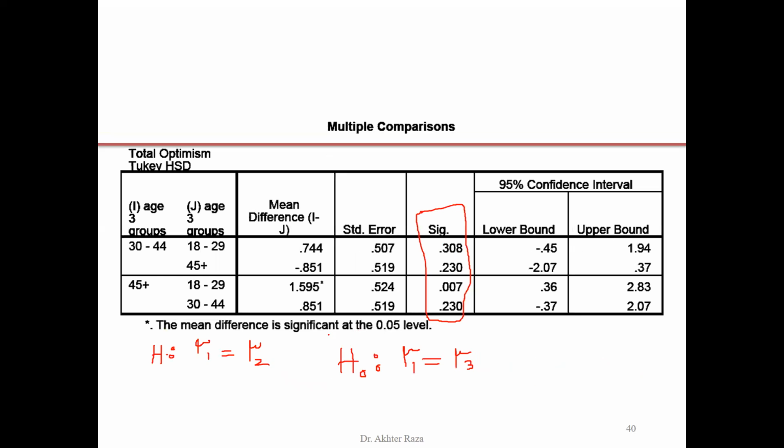Now further comparison can also be done here. The remaining conclusions are the same, and this hypothesis is also true: optimism in group 2 and optimism in group 3. This hypothesis is also accepted because the p-value is 0.230. So this hypothesis is true, this hypothesis is true, this hypothesis is false, because optimism in group 1 and group 3 is significantly different, and we can say that the optimism in older persons is significantly larger than the optimism in younger persons.